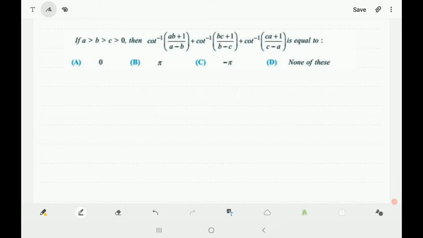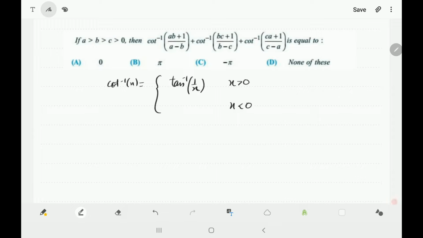If A is greater than B greater than C greater than 0, then we have to simplify the sum of these three terms which are given in cot inverse. First thing, we are more familiar with tan inverse, so we'll try to convert these terms into tan inverse. Cot inverse x can be written in terms of tan inverse 1 by x if x is positive.